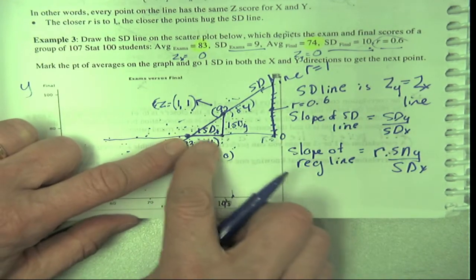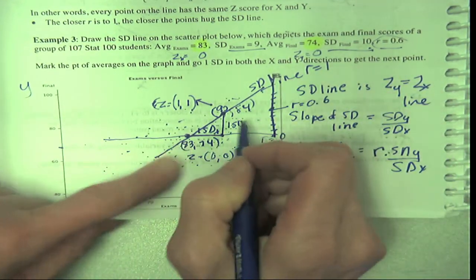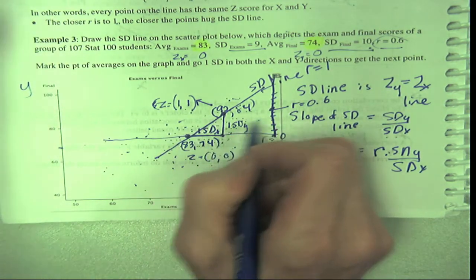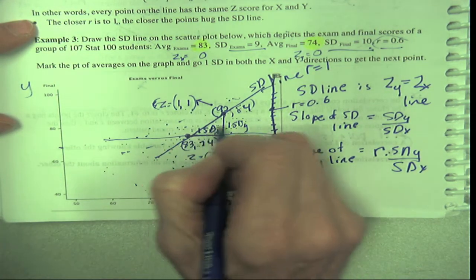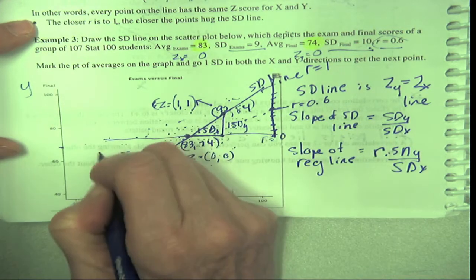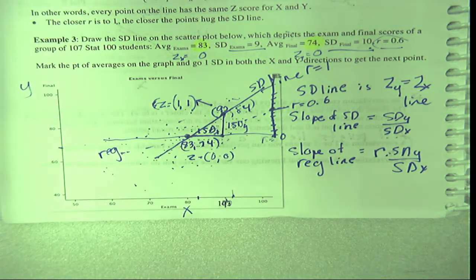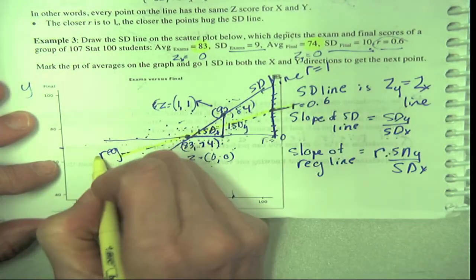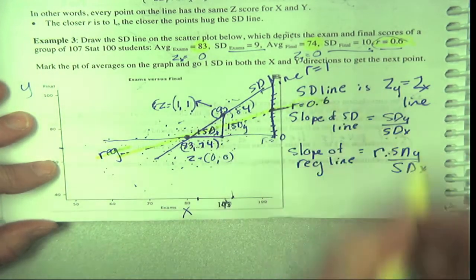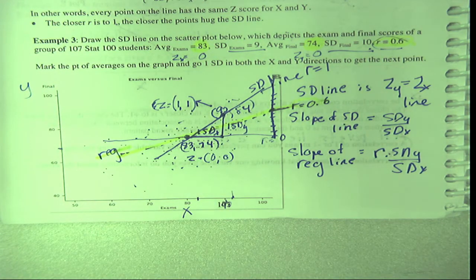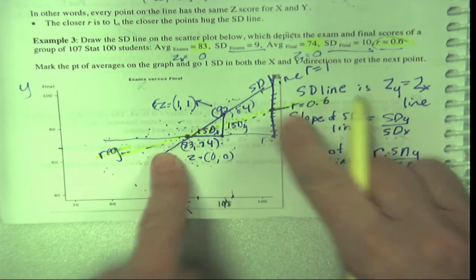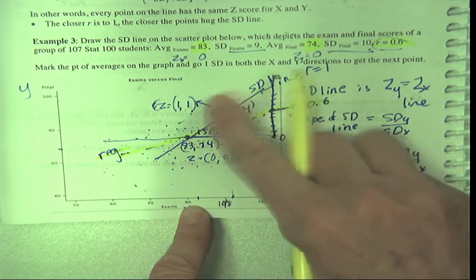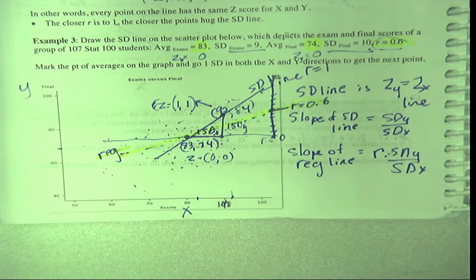Your standard deviation line is a perfect correlation. And your regression line would look, I'll just draw it in like that with dotted lines. This would be the regression line, or maybe a different color. Why don't I draw it in with a different color? So this would be the regression line. And that corresponds to the 0.6. Okay? So that tells you how closely the points hug the SD line.